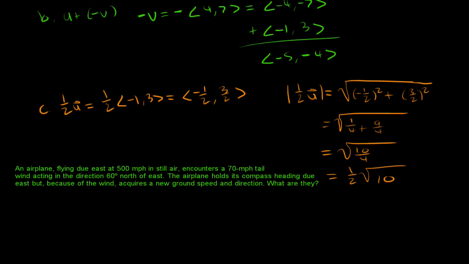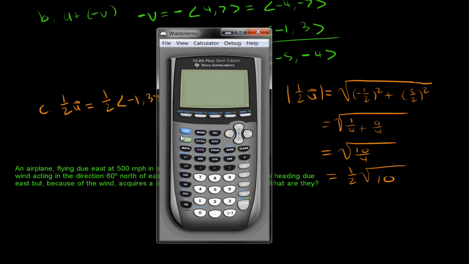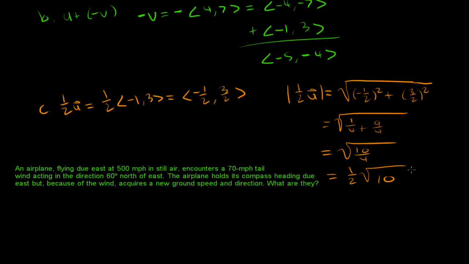Let me get a decimal answer for that. So square root of 10 over 2, and that is equivalent to 1.581. So our magnitude here is going to equal 1.581. And that's our final answer.